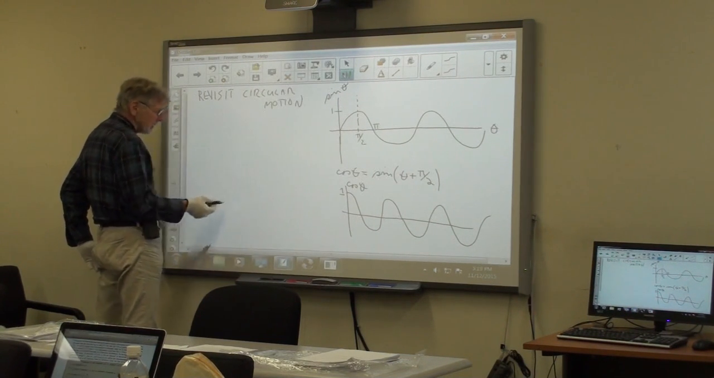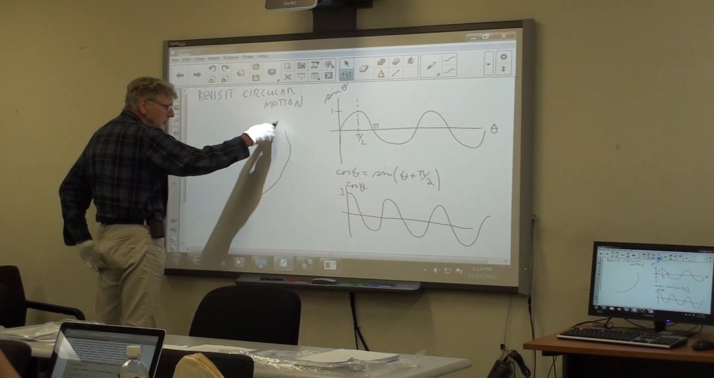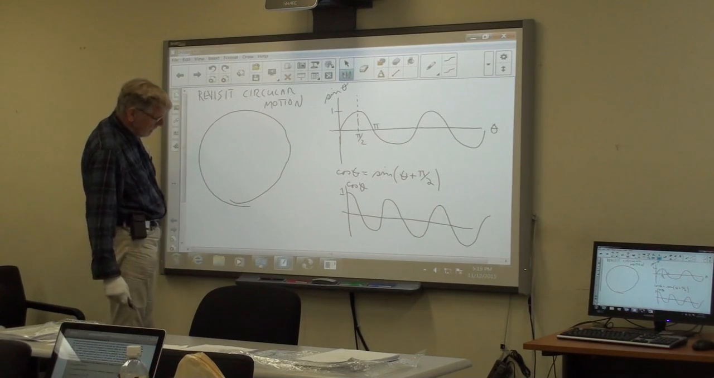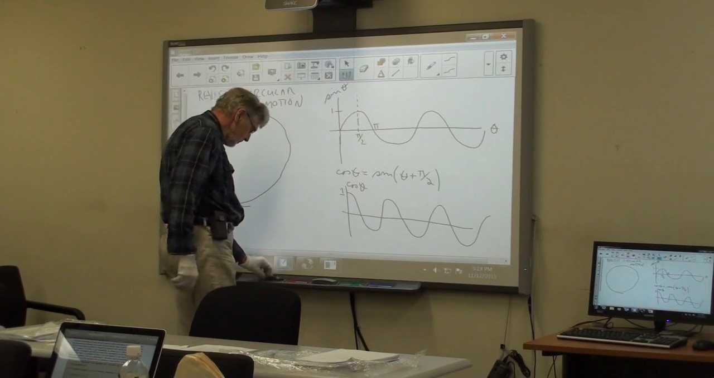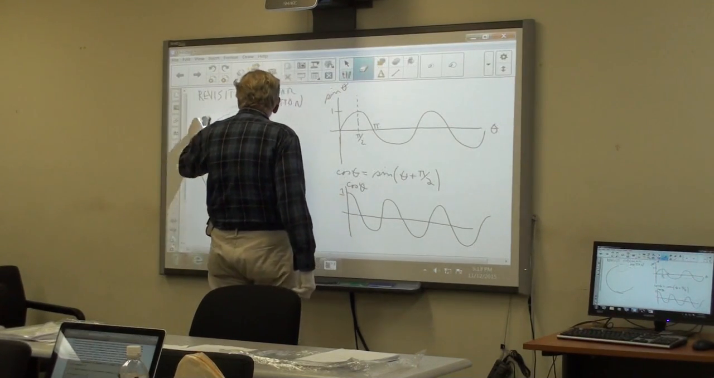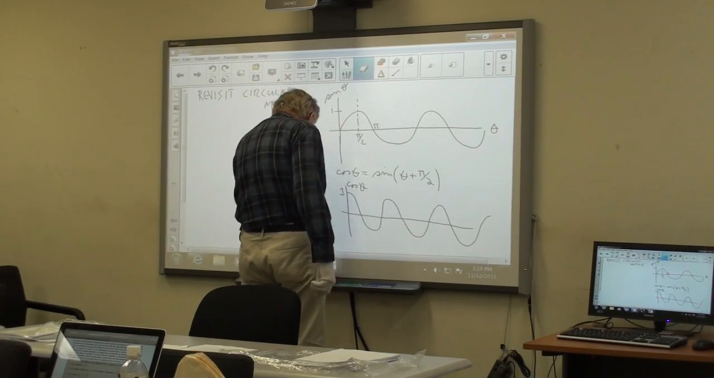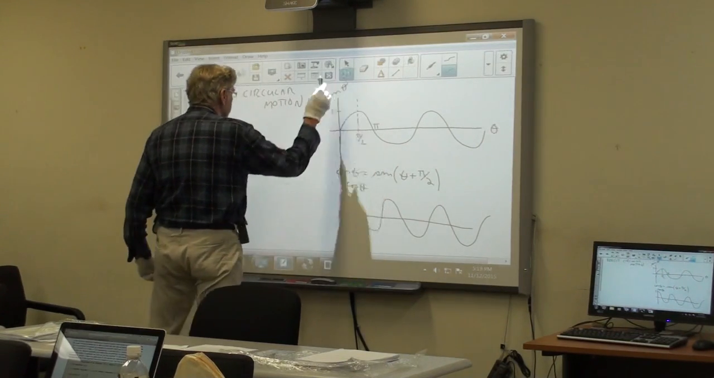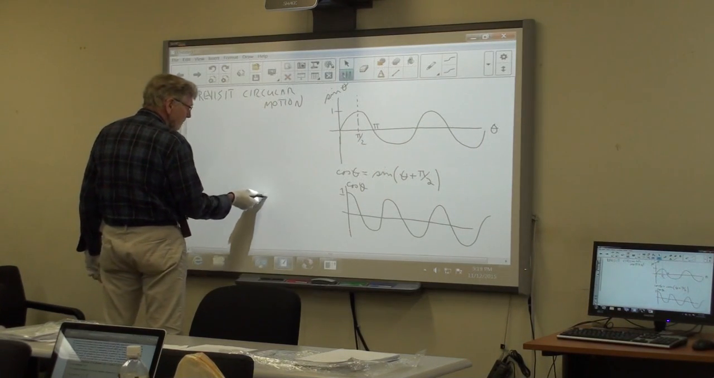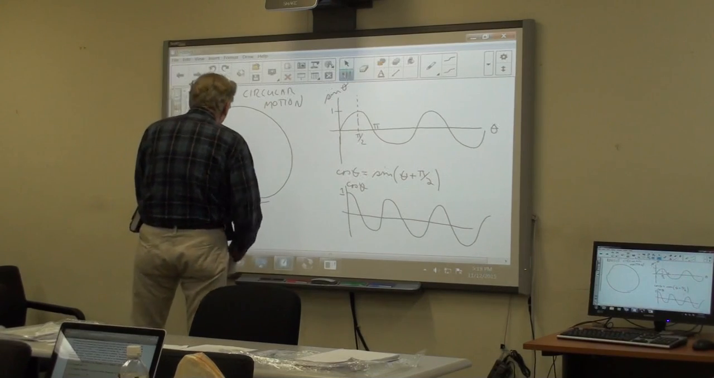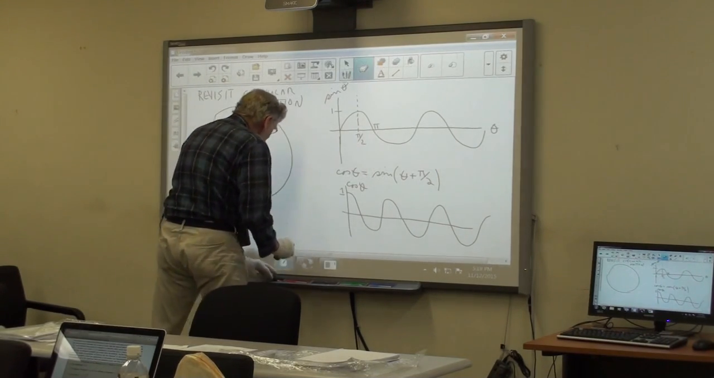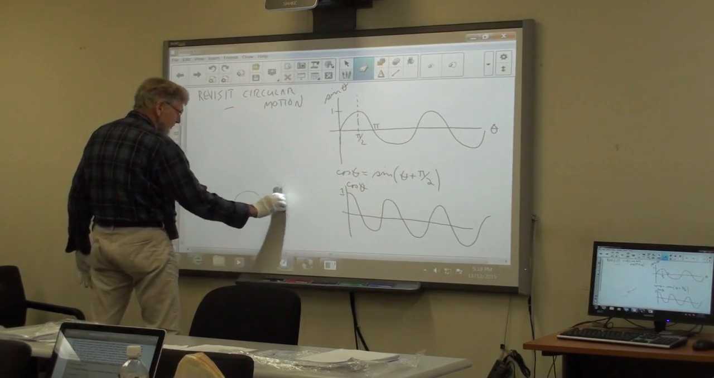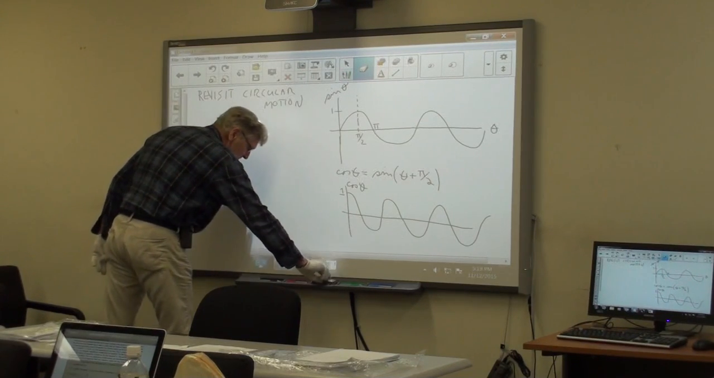Some elementary concepts. Should be able to do better than that. I can erase a perfect circle. I'm going to try one more time, then I'm going to go with what I got. Okay. Or ask somebody else to do it.